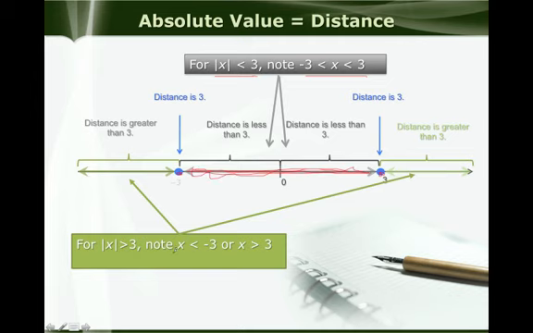What about the green, or what you'll hear me say sometimes as the outside rays? This is absolute value of x greater than 3, meaning x can be greater than 3 or x is less than 3. Why? Because look at these two outside pieces. They are further away. The distance would be greater than any distance between 3 or negative 3 and 0. Okay?